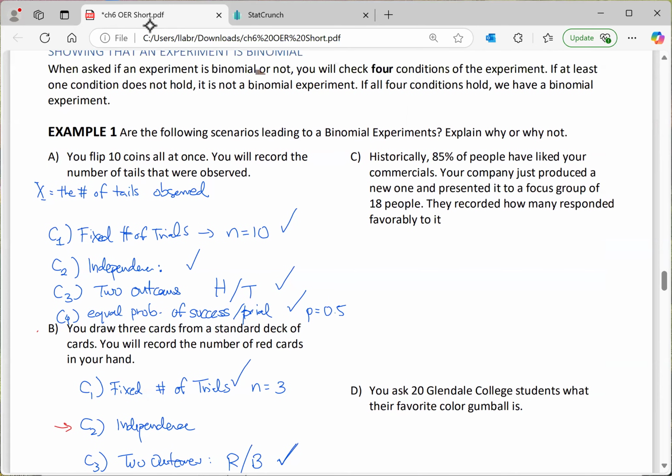So we're talking about people liking commercials from like some company. Think of like maybe the Doritos commercials or the Carl's Jr. commercials. Is that how you spell Carl's Jr.? Or, for example, the Allstate commercials. Or is it State Farm? Anyway, we'll go ahead and talk about that later on.